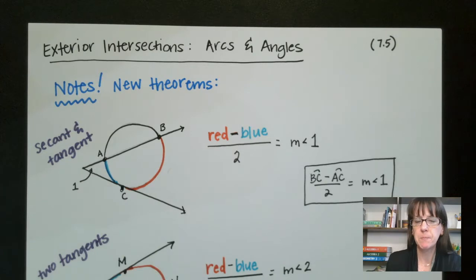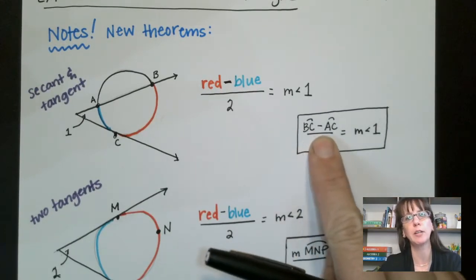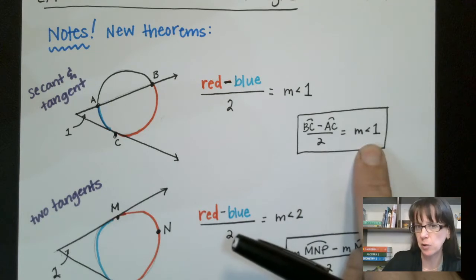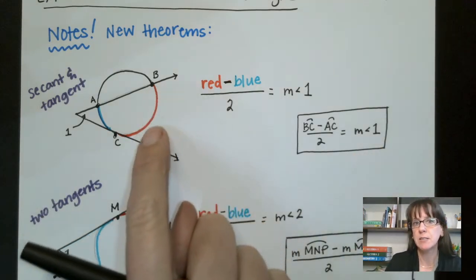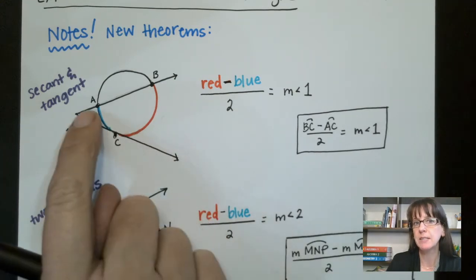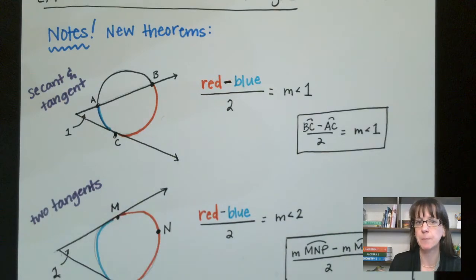We have this one, and technically it's the measure of arc BC minus the measure of arc AC, divided by 2, gives us the measure of angle 1. An easier way to think about this is, we take this red arc, subtract the blue arc, divide that number by 2, and that gives us this angle that's out here.